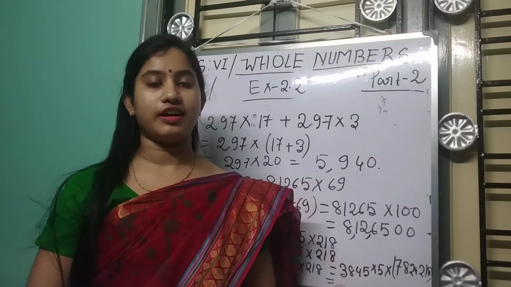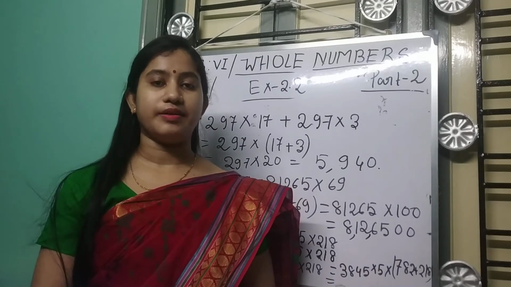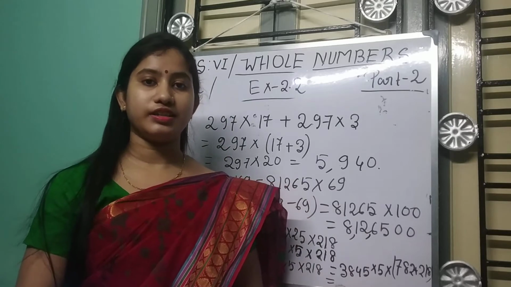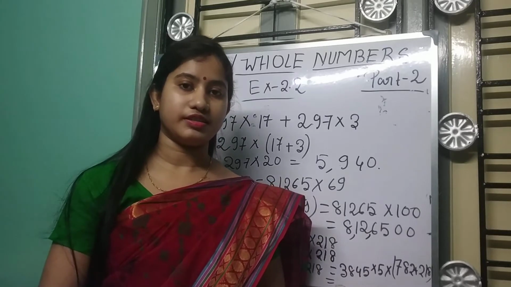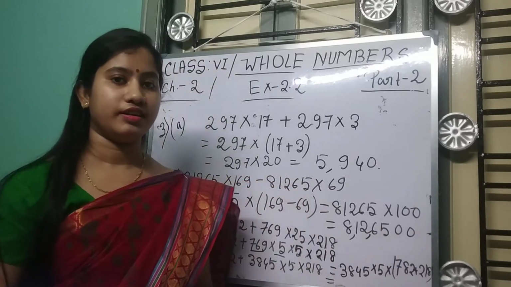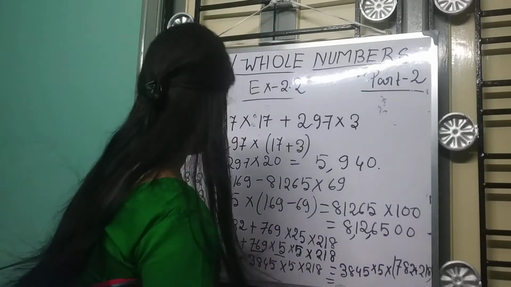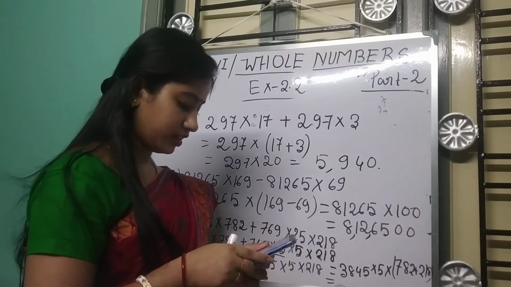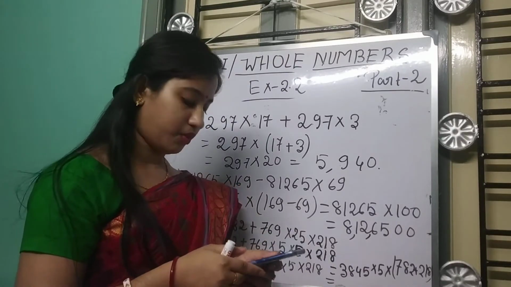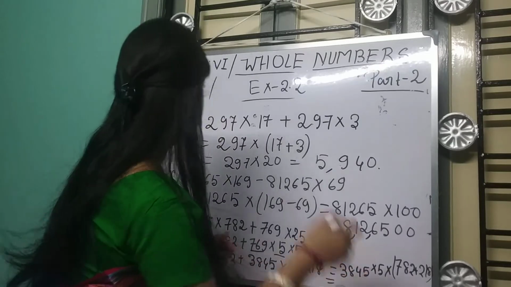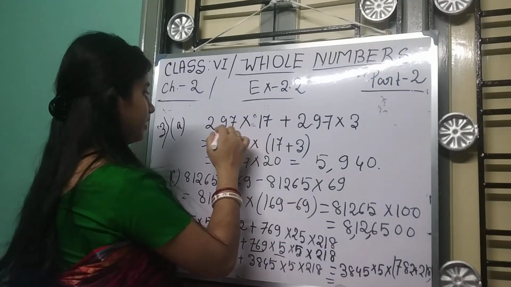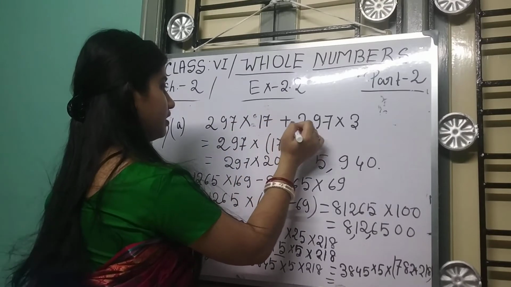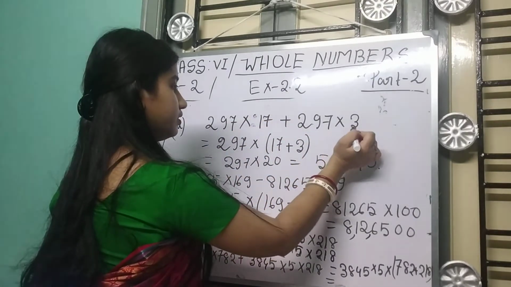Today I will take class 6 mathematics chapter 2, whole numbers. Now in previous classes we already discussed exercise number 2.2. Today I will start from number 3. Here it says, find the value of the following. Following means, suppose number A is given: 297 into 17 plus 297 into 3.